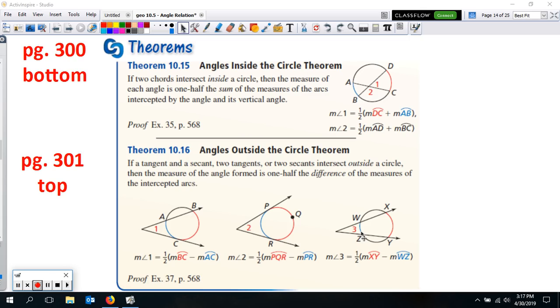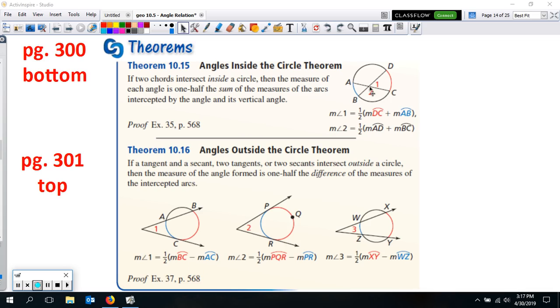So no matter what we do, we're going to make 2 arcs. So here on this first one, you're making an arc here with the B to C, also an arc here with A to C. And so you're pretty much doing the same idea as up here, except this time when they're outside the circle, you notice the difference is you are subtracting and not adding.